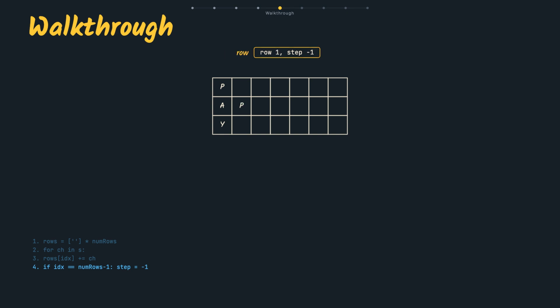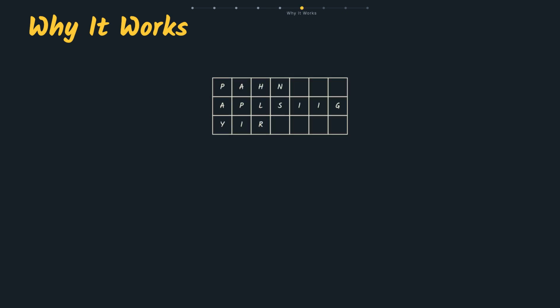Next P, heading up, means row 1. It tucks in right after the A that was already there. Next A, row 0. We hit the top, so the direction flips again. From here we head back down, and the dance repeats. Fast forward through the rest.